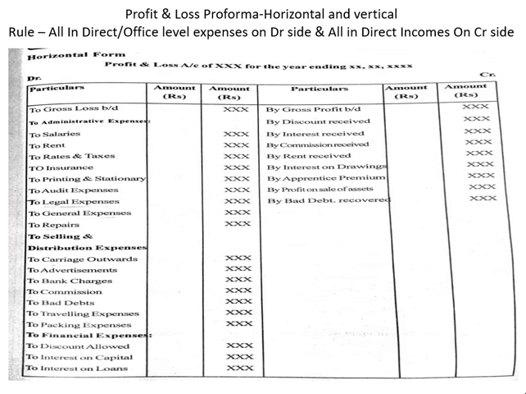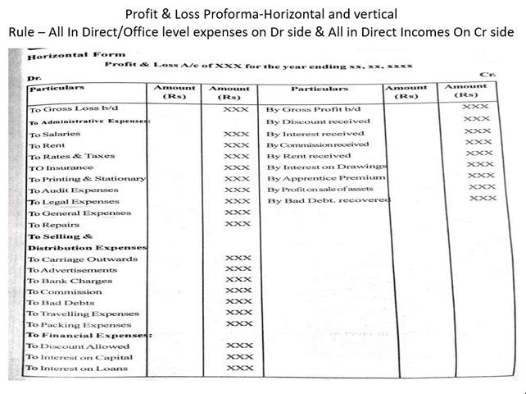The next subheading is to selling and distribution expenses, which also falls on the debit side of P&L. It includes: to carriage outwards, to advertisements, to bank charges, to commission, to bad debts, to travel expenses, to packaging expenses. All this falls under selling and distribution expenses. The third one is financial expenses: to discount allowed, to interest on capital, to interest on loans. This also falls on the debit side of the profit and loss account.